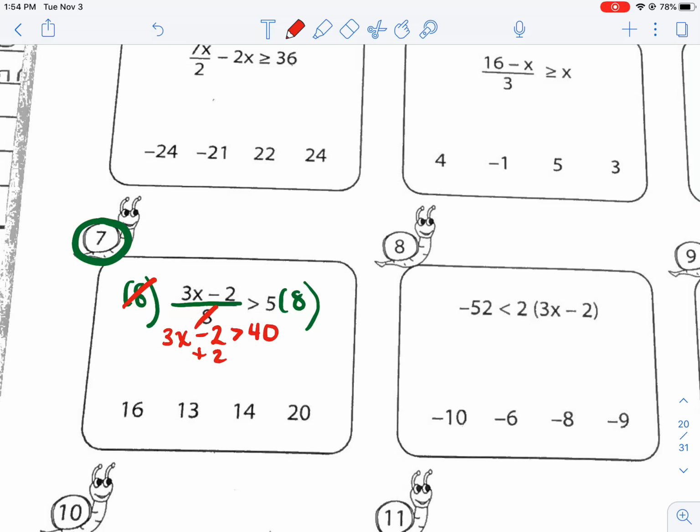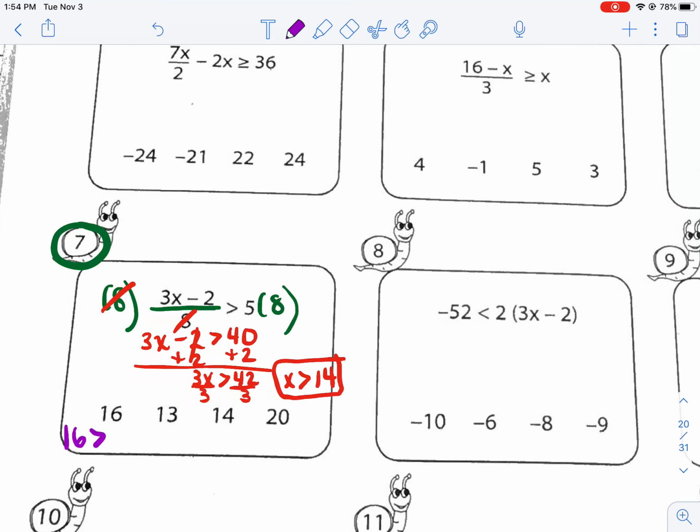Now let's add 2 to both sides. So 3x is greater than 42. Divide by 3. And x is greater than 14. Okay, we don't have to worry about any weird inequalities with this one. But when we go ahead and look at this, what answers work?